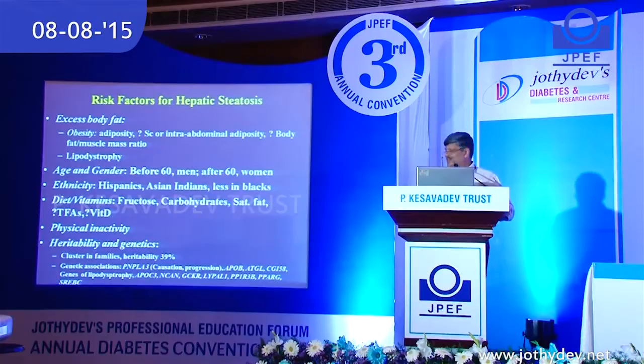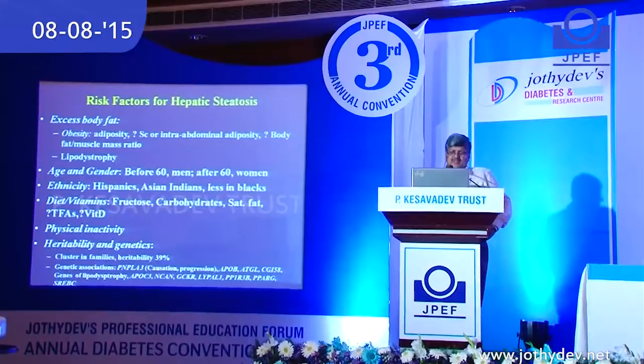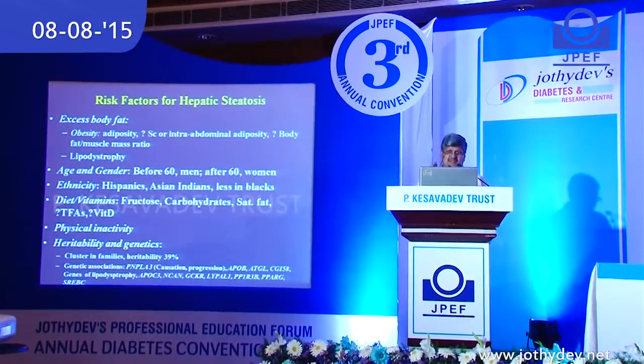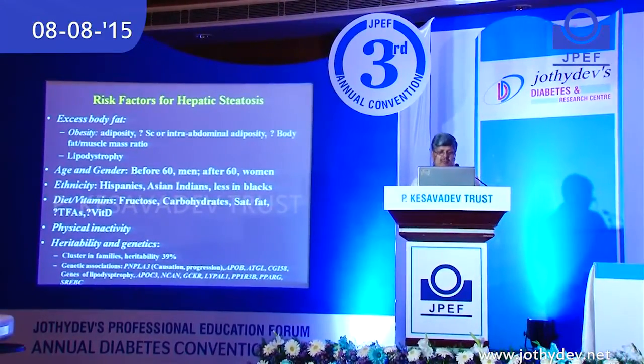And this can progress to fibrosis and cirrhosis and so on. What are the risk factors of hepatosteatosis? Excess body fat is one of the most important risk factors, and in this context, we are all aware that adiposity, whether it is subcutaneous or intra-abdominal, is more important. But sometimes even lipodystrophies can lead to fatty liver. How, we'll not get into it today, but there are certain genetic factors which make a lipodystrophy on the one side and hepatosteatosis, NAFLD, on the other.